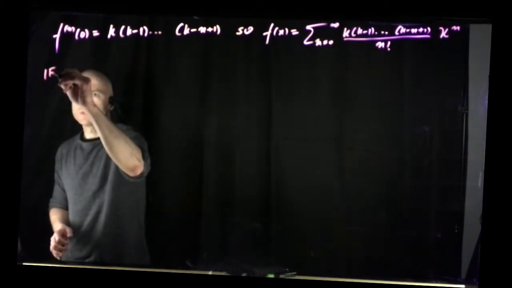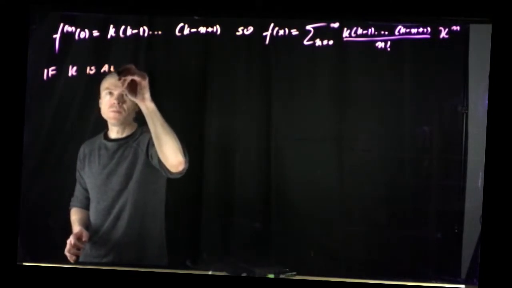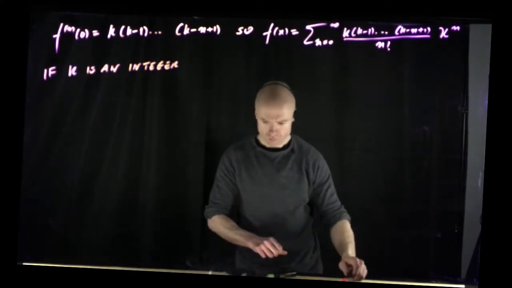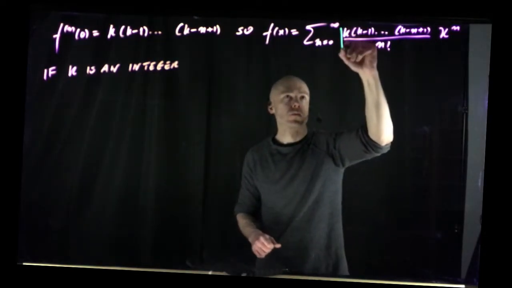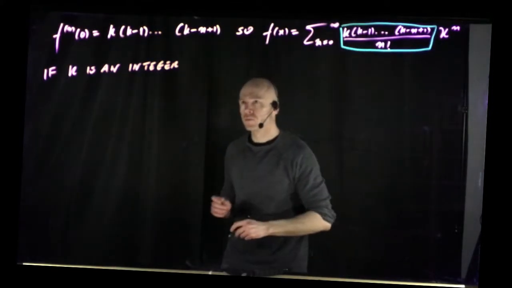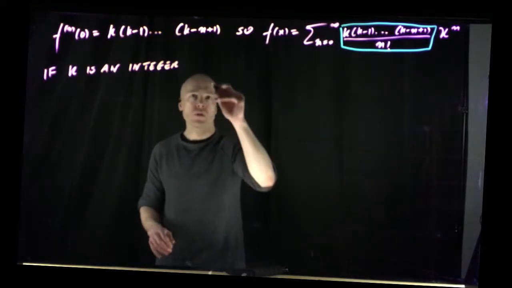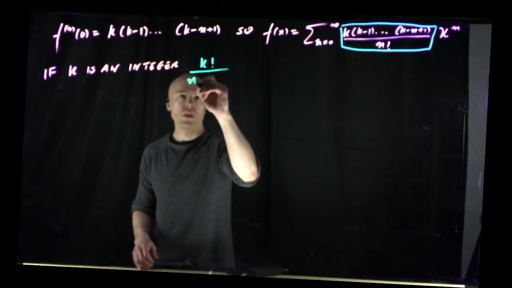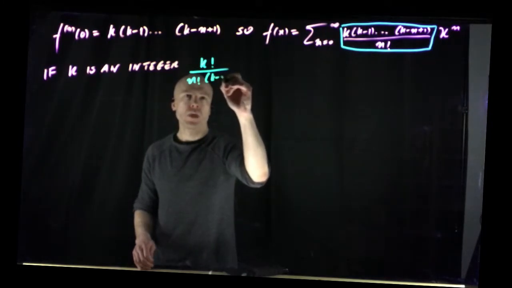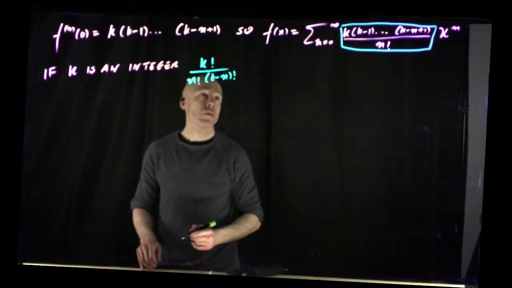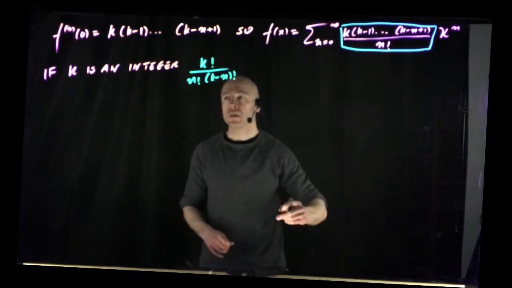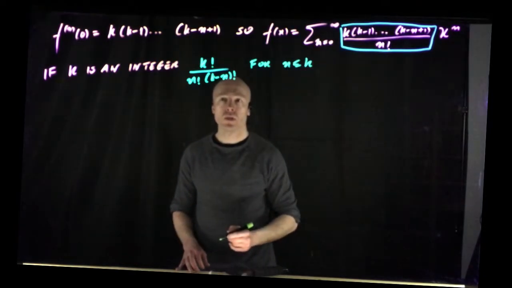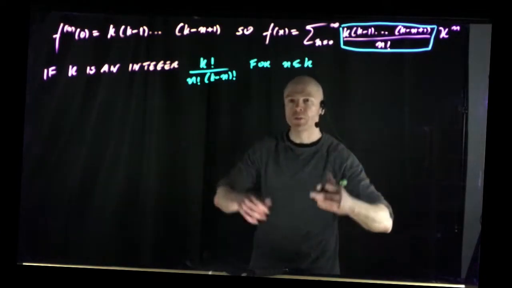And if k is an integer, then this expression here can be written as k factorial over n factorial times k minus n factorial, because this expression stops when n goes beyond k. Okay? So for n less than or equal to k. And that thing should give us back the binomial coefficient that we know.